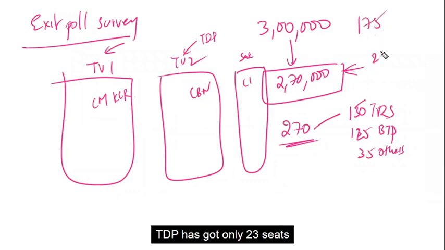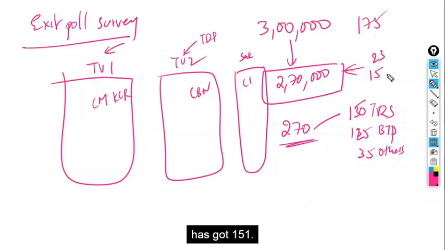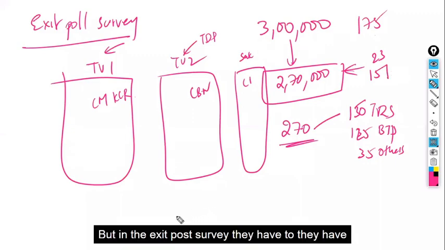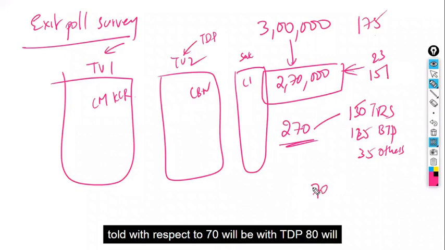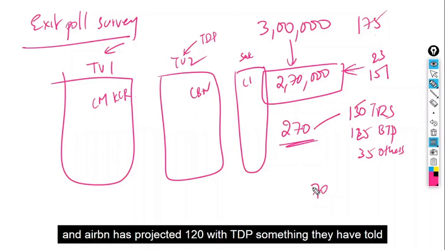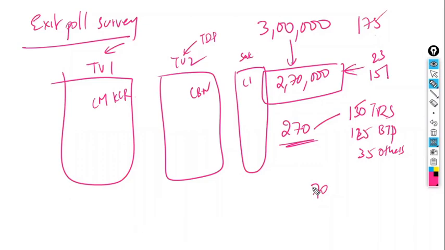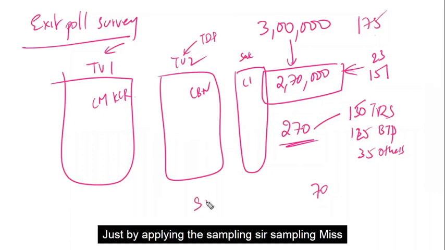TDP got only 23 seats, whereas YSRCP got 151. But in the exit poll survey, they said 70 will be with TDP, 80 will be with TDP, and yellow media like ETV and ABN projected 120 with TDP. Something they have told. Now, from where did they get all these values? Just by applying sampling.